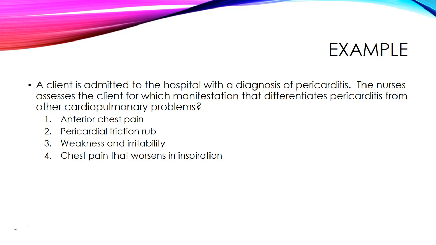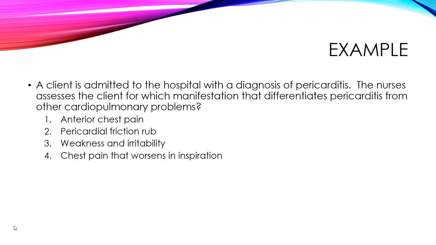So this is an example of similar words being in the question and the answer, and how if you know your terminology and if you notice matching similarities in words, you can kind of determine that that's probably a correct answer. So in this instance, a client is admitted to the hospital with a diagnosis of pericarditis. The nurse assesses the client for which manifestation that differentiates pericarditis from other cardiopulmonary problems. So our answers are anterior chest pain, pericardial friction rub, weakness and irritability, chest pain that worsens on inspiration.